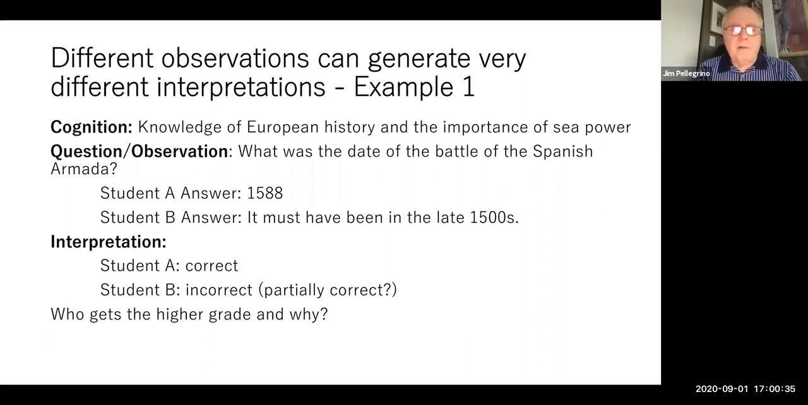So here we have two candidate students. First student answers 1588, and the second student says, well, I'm not sure, but it must have been in the late 1500s. Now, under one model of interpretation and one model of what it means to know, student A is definitely correct. That is factually the right date. Student B is incorrect under that model of interpretation, or you might say partially correct. They've at least got it in the latter part of the 1500s. And so you could say, well, in this case, who gets the higher grade and why? And obviously, it would be student A.